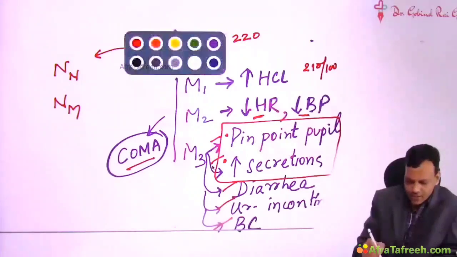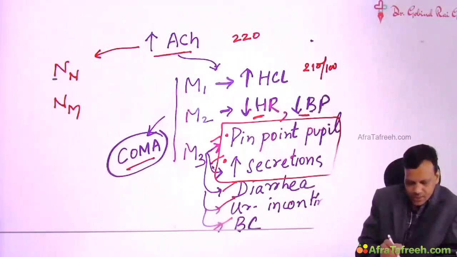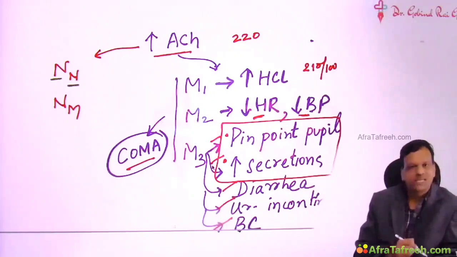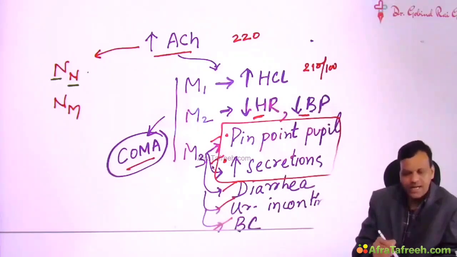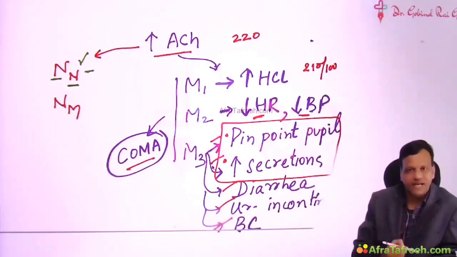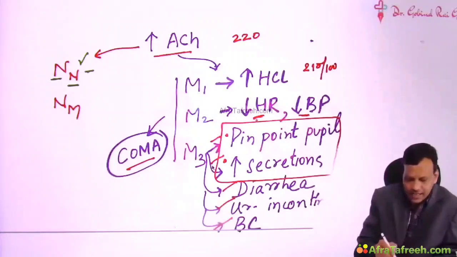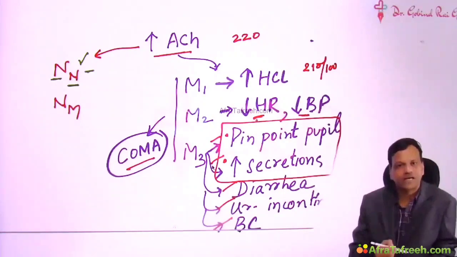Now where is NN present? NN is present at the junction of nerve and nerve. That means ganglia. So which ganglia are they present in, sympathetic or parasympathetic? Yes, they are present at both. So when they stimulate the NN receptor of sympathetic ganglia, that can lead to tachycardia and hypertension. So it is that nicotinic symptom which can appear rarely.